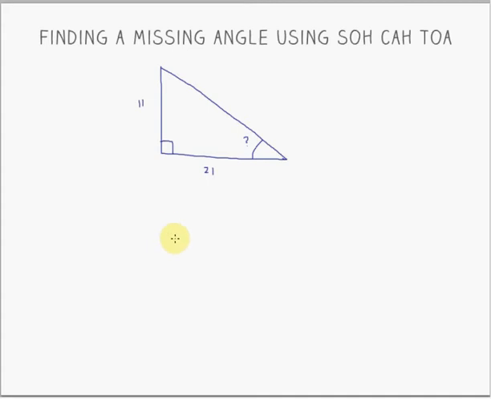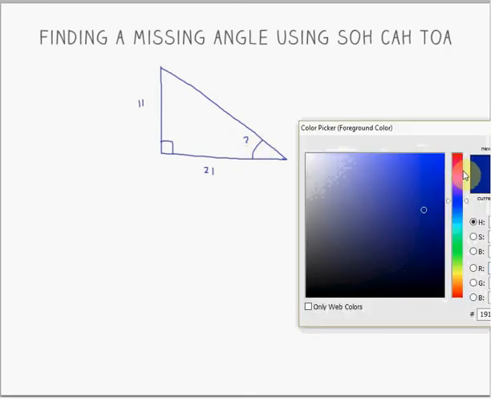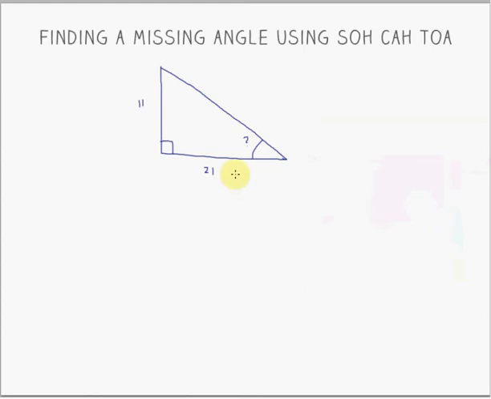When you're asked to find a missing angle on a triangle, you're actually finding the degree value. So you need to make sure that your calculator is in degree mode. So you look at the angle that's in question, and you need to be able to label the sides based off of if they're opposite, adjacent, or the hypotenuse.